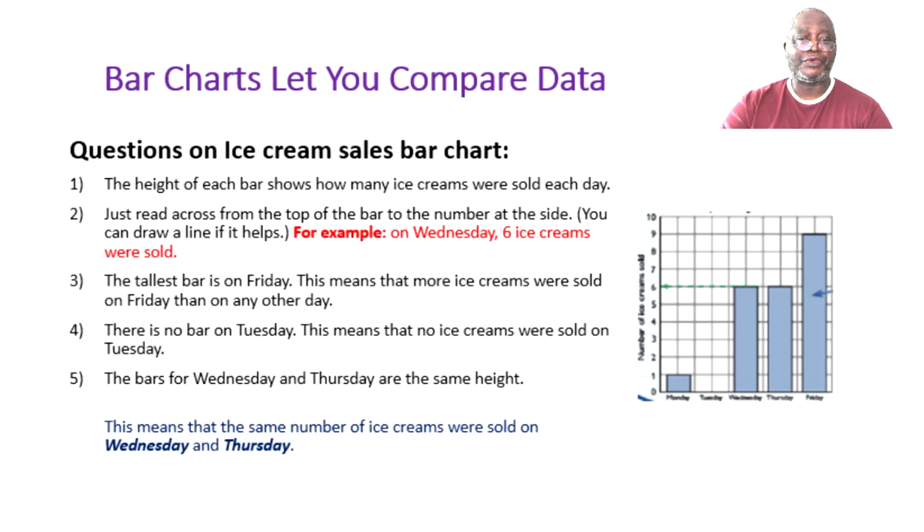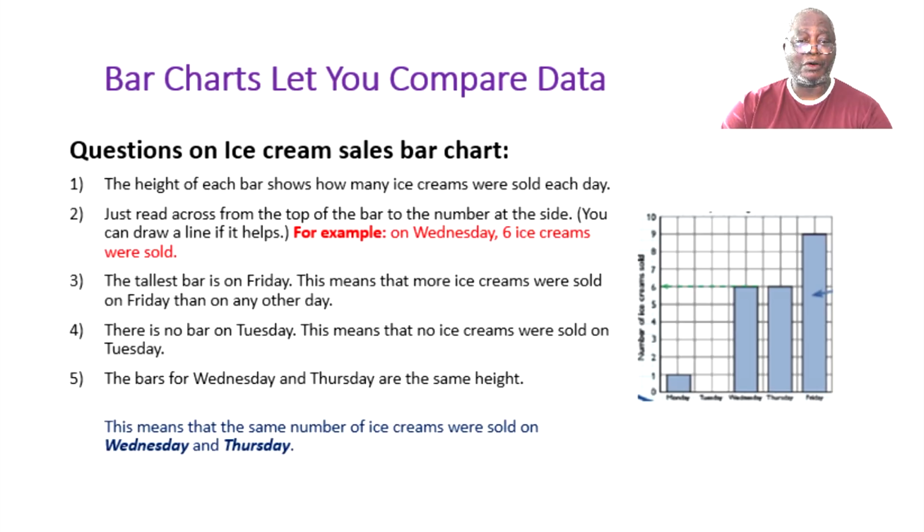So the height of each bar shows how many ice creams were sold each day. Just read across from the top of the bar to the number at the side. You can draw a line if it helps. A dotted line will help you a lot, or a colored pencil. For example, on Wednesday, 6 ice creams were sold. The tallest bar is on Friday. This means that more ice creams were sold on Friday than on any other day.